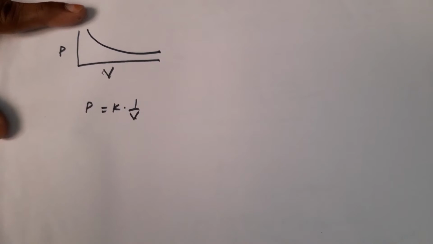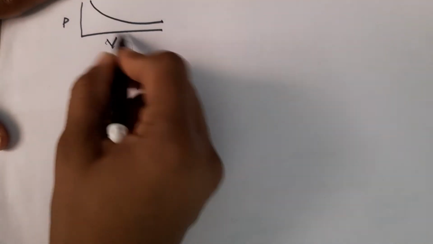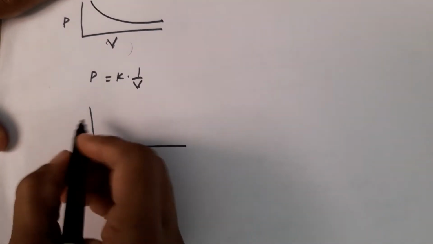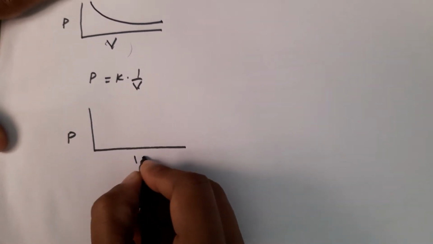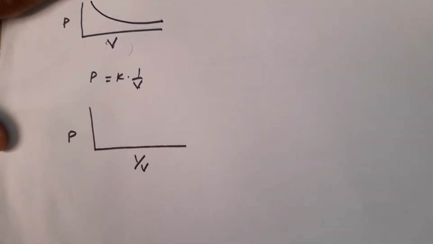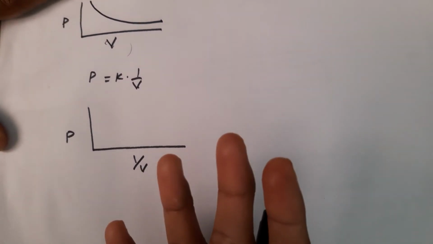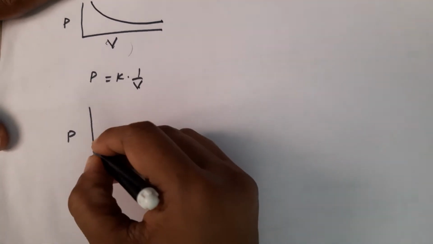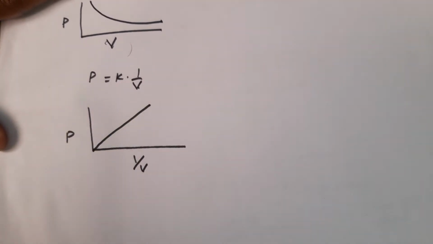Both are equal. Or if we take another graph, instead of volume on the x-axis, I am taking 1 by V. Then we can say that pressure is directly proportional to 1 by V. So what will be the graph, guess students? We get a straight line passing through the origin.